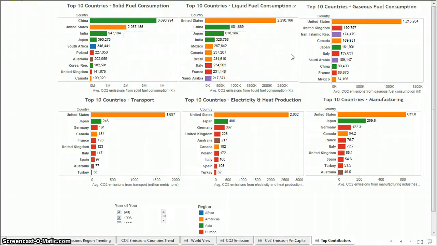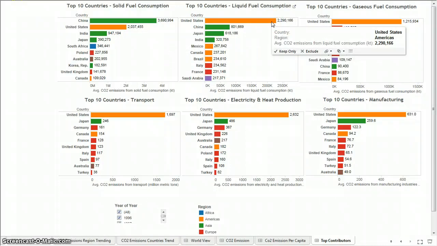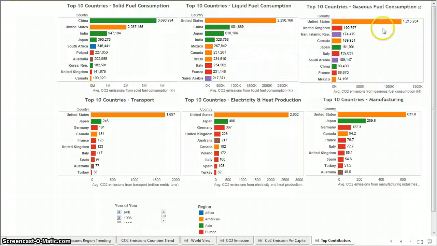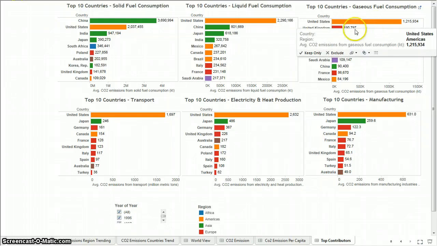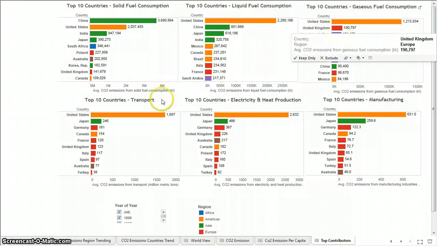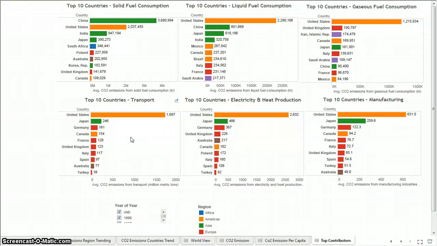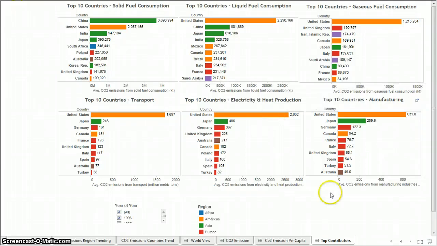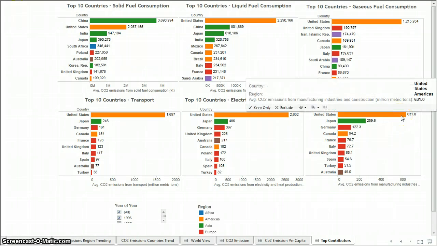Moving to liquid fuel consumption, United States has the highest liquid fuel consumption, that is 10%, followed by China, which is 4%. For gaseous fuel consumption, United States again is at the highest with 5% and United Kingdom at 1%. For transport, we have United States followed by Japan. Electricity and heat production, United States is the highest again, followed by Japan. In manufacturing, the leader again here is United States, followed by Japan.